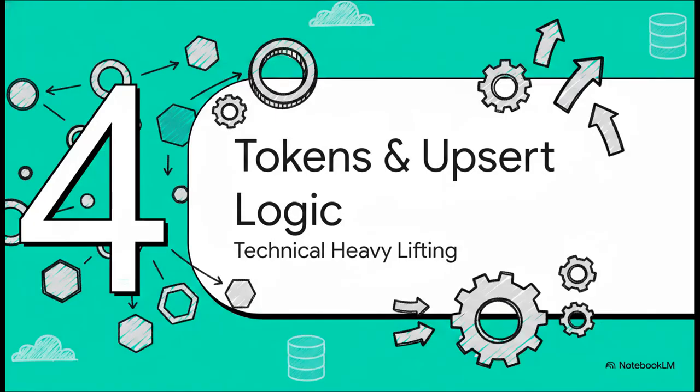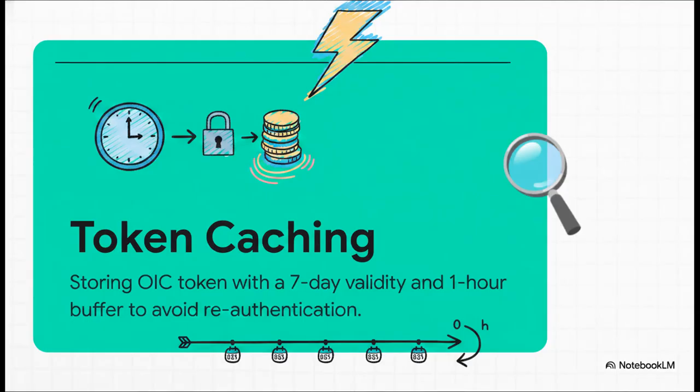Let's get a bit more technical in Section 4, tokens and upsert logic. The first piece of heavy lifting here is token management. Calling the OIC API means you need a bearer token from Oracle IDCS. But requesting a new token every 10 minutes is a massive performance killer. So instead, the system uses token caching. It stores the token in a configuration table. Since OIC tokens are good for about 7 days, it only regenerates once a week.